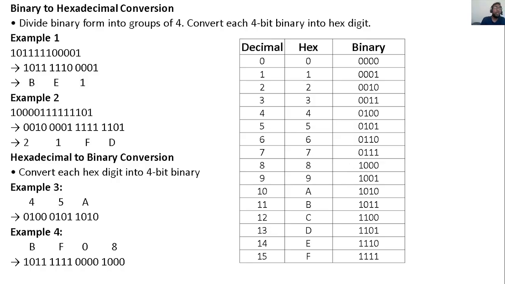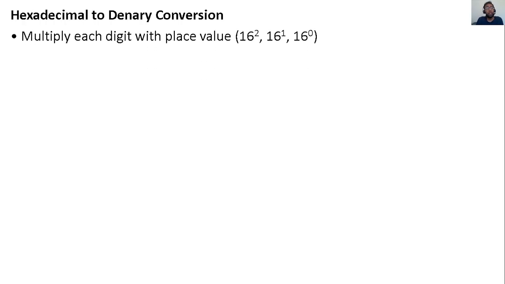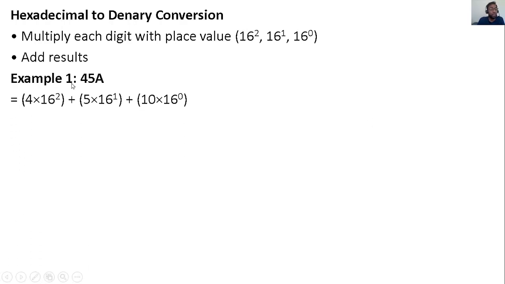Now we are going to study hexadecimal to Denary conversion. Let's figure out. Multiply each digit with place value 16. The place value could be 16 square, 16 cube, 16 power 4. It could be any. It all depends on the number of digits you have in your hexadecimal number. 45A. What we do, we multiply all these numbers by 16: 4 multiplied by 16 plus 5 multiplied by 16 plus A multiplied by 16. The value of A is 10, so you can write it as 10 multiplied by 16.